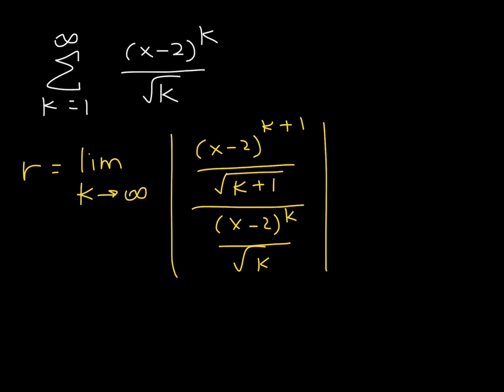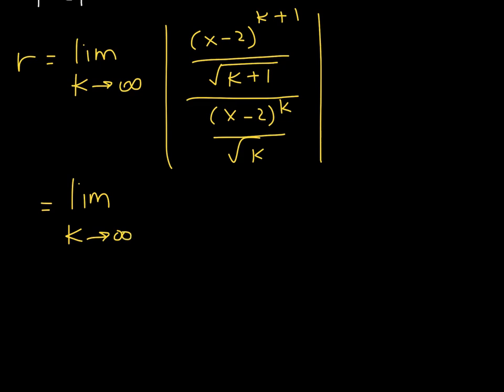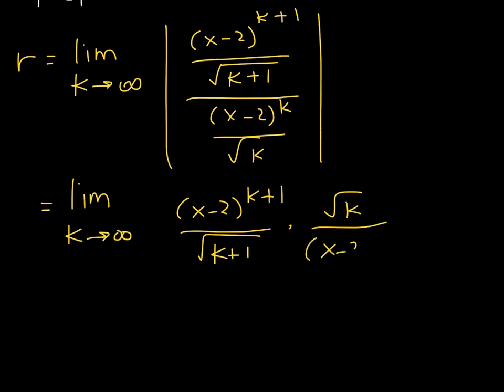Okay, I have my ratio test all set up. So let's start to simplify, okay? All right, so then this is the limit as k goes to infinity, of course, of, let's see, x minus 2 raised to the power of k plus 1 over the square root of k plus 1 times the square root of k over x minus 2 raised to the power of k. I'll get rid of my absolute values in the next step, maybe.